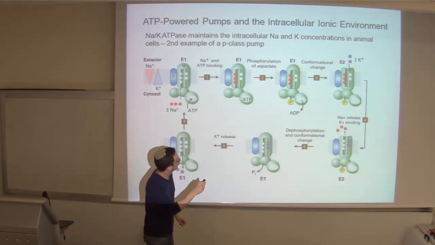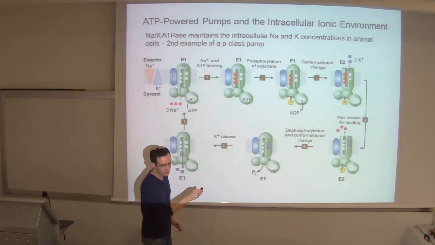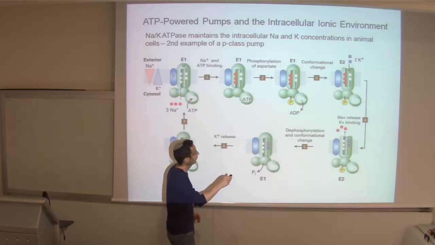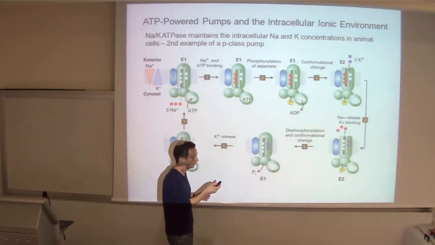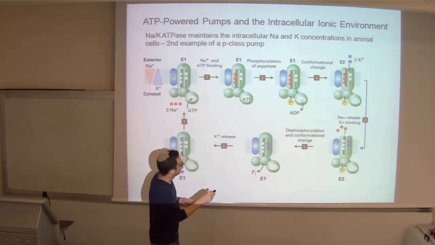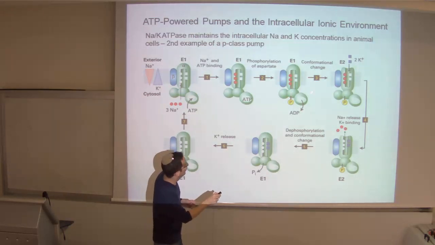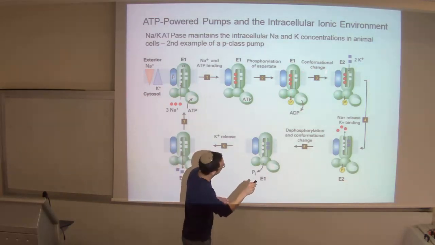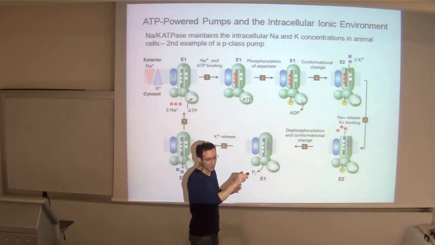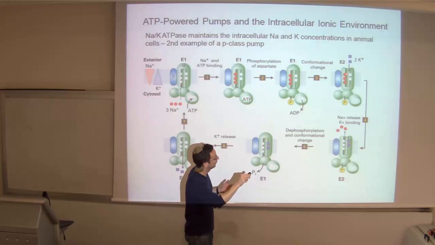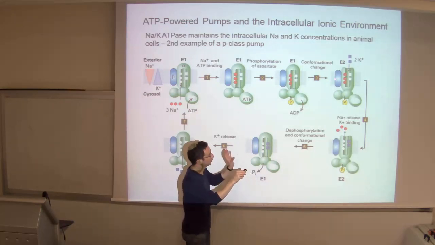We will have phosphorylation of aspartate right here. The same thing occurs. It's still a P-class pump, so we will always find that the amino acid that will be phosphorylated is aspartate. And then, this drives the conformational change to E2, where the binding sites for sodium and potassium now face towards the extracellular side.